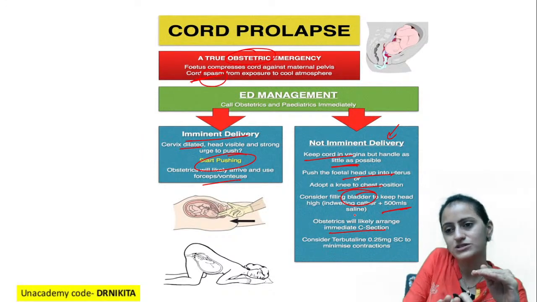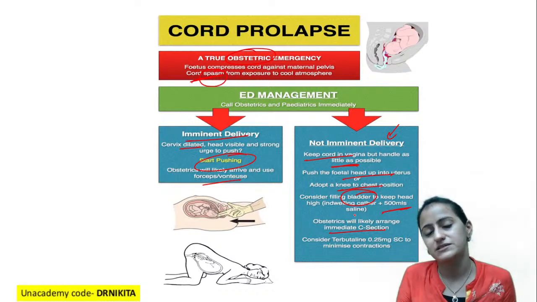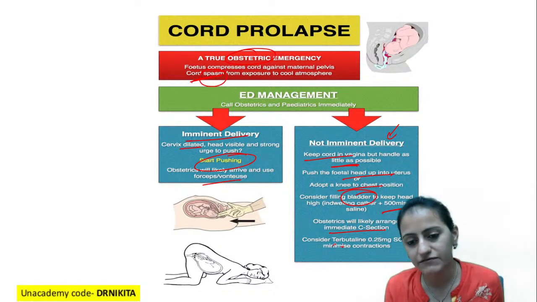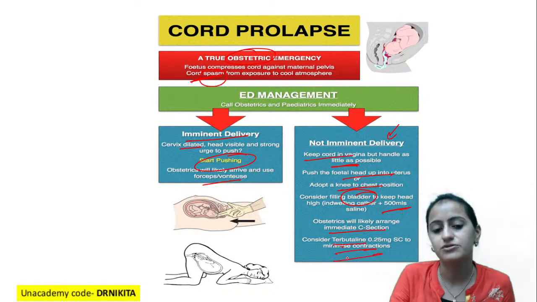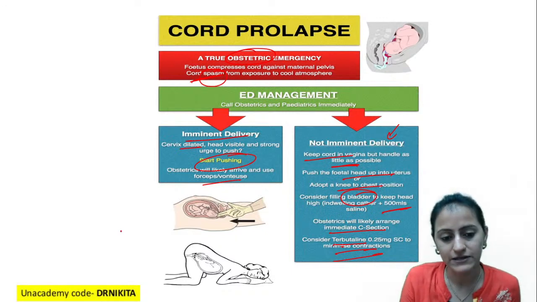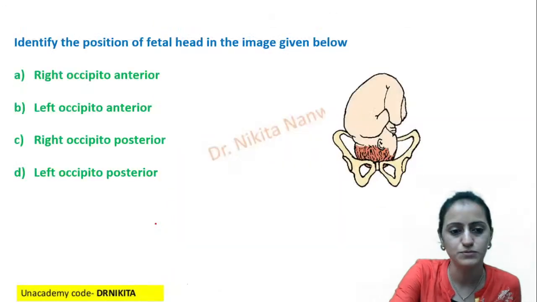An assistant puts the hand in the vagina so that the cord is not compressed. Okay, cord compression नहीं होना चाहिए, so you have to place the head, and we can give terbutaline to minimize the contractions. If the delivery is not imminent, then terbutaline can be given. So knee chest position can be given, knee chest or Trendelenburg position.